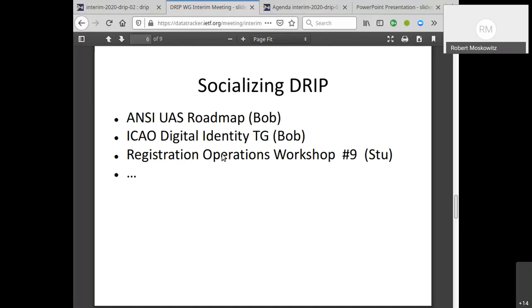So IETF will be in the final release of the ANSI UAS roadmap, which the FAA representatives in the discussion are quite pleased with. So we squeaked in, and we made it in. We'll have time with version 3 to be more effective, but they want to get version 2 published by the end of June. So the final edits are supposed to be in Friday. So that's the status of the ANSI UAS roadmap.